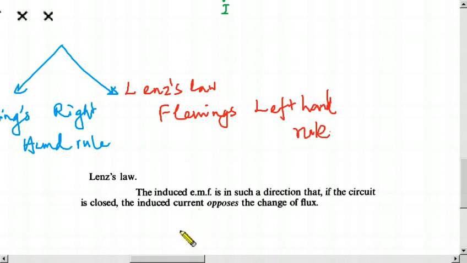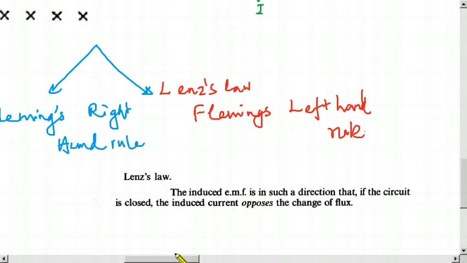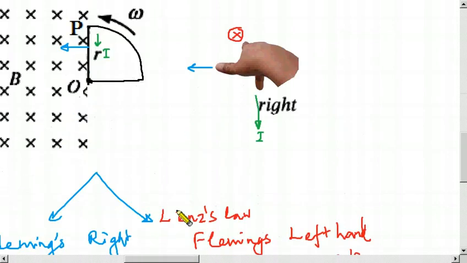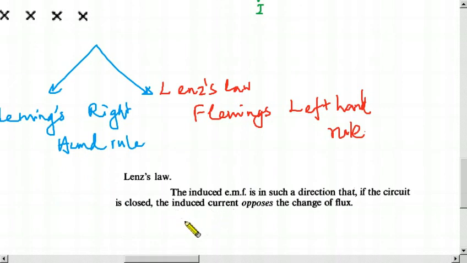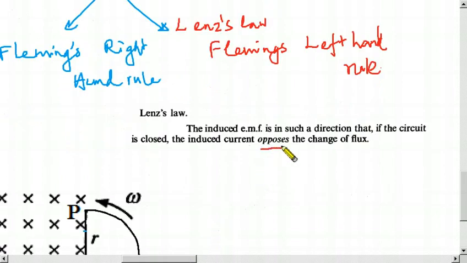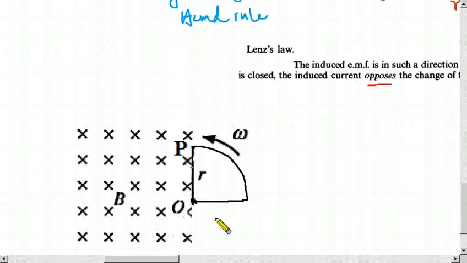Only we can talk about an EMF even though the circuit is broken. Even though the circuit is broken, we can discuss EMF, but we can't discuss current if the circuit is broken. So what is this word? Opposes. The induced current opposes the change.